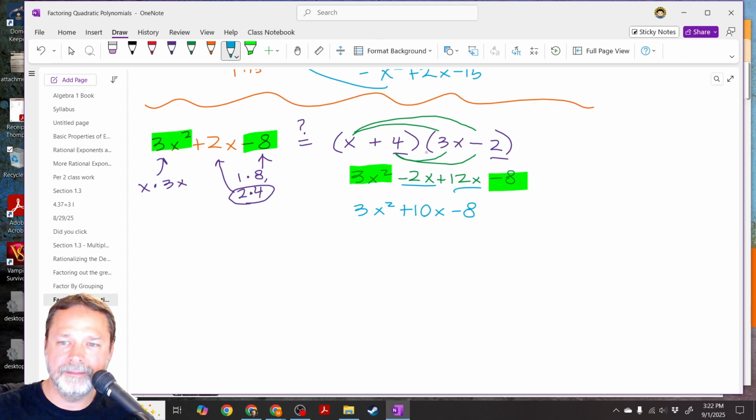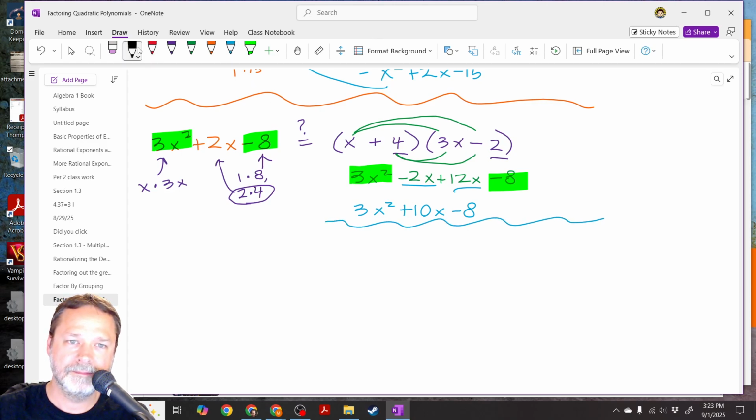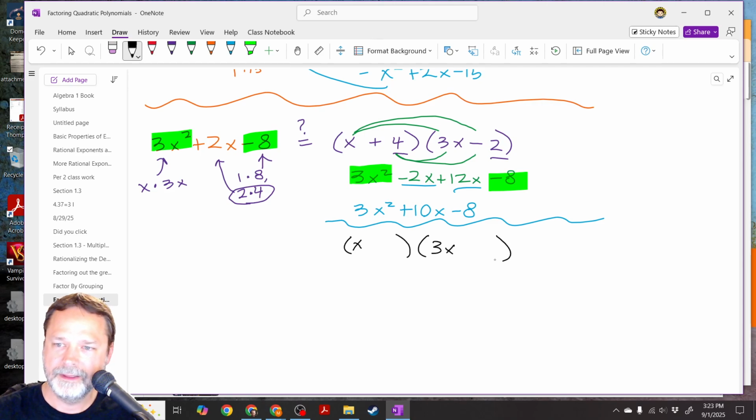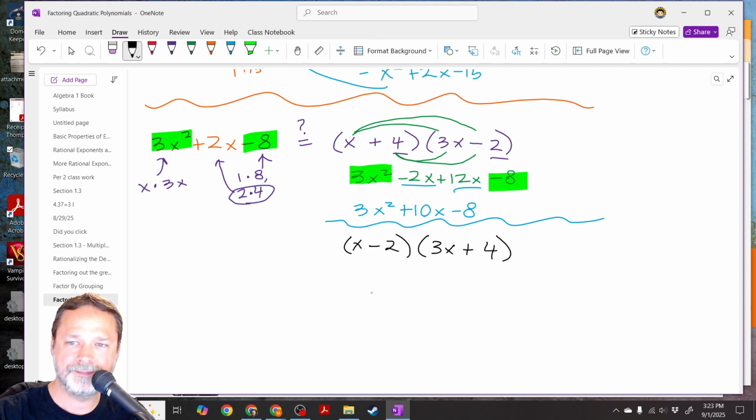Maybe I can switch them. Well, I get 12 and 2. Maybe if I put a 2 here and a 4 here. So let's try that. We know we're going to have the x and the 3x, no matter what. But this time, let's switch the 2 and the 4. Let's put 2 over here and 4 over here. I know one's negative, one's positive. Let's see what happens.